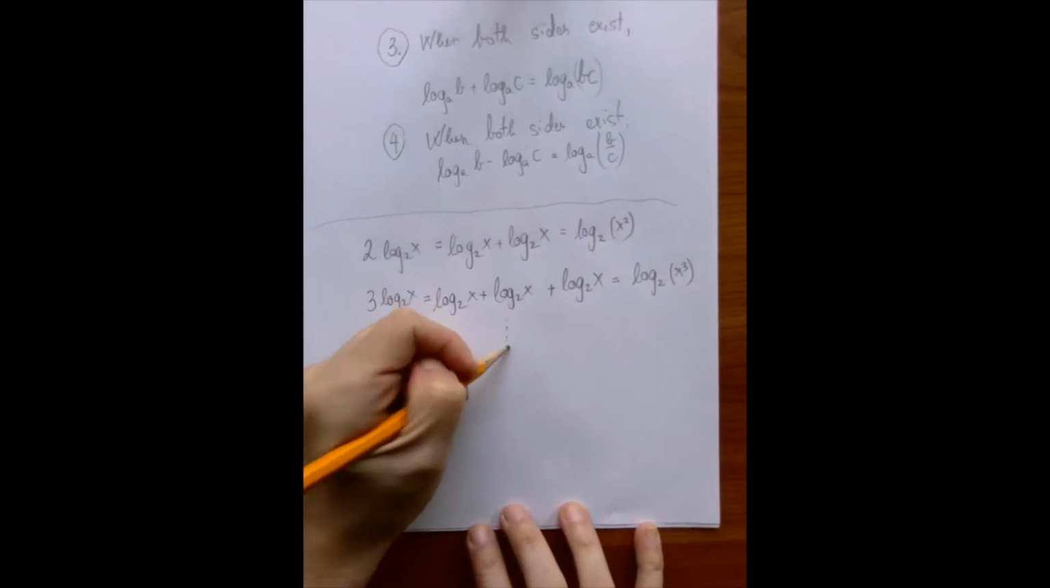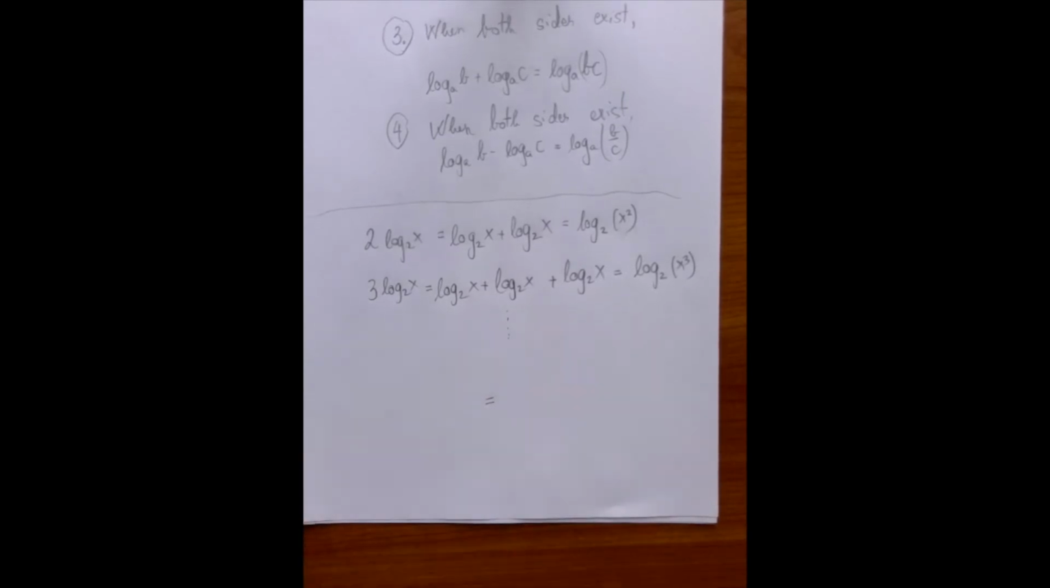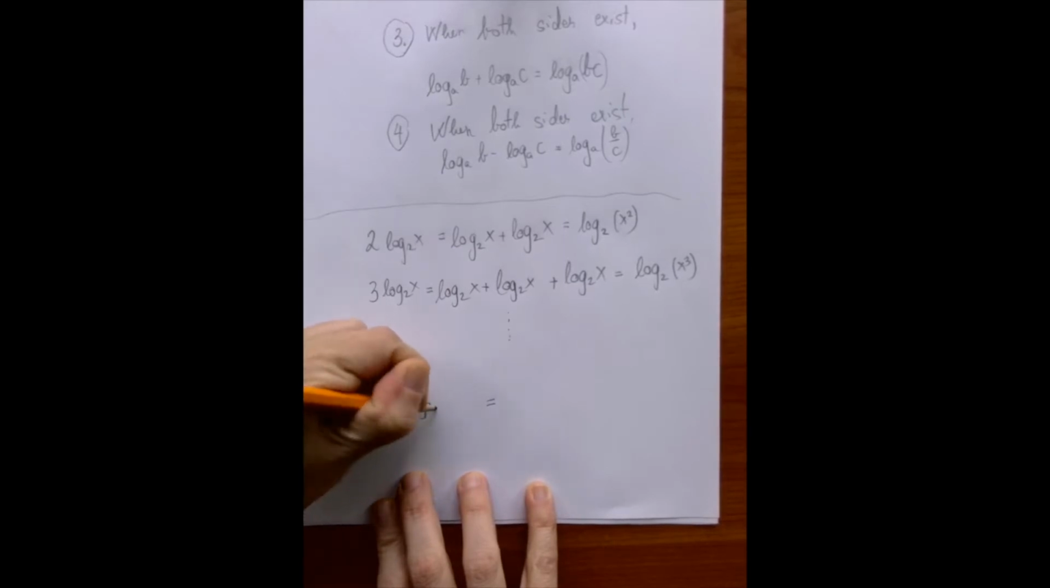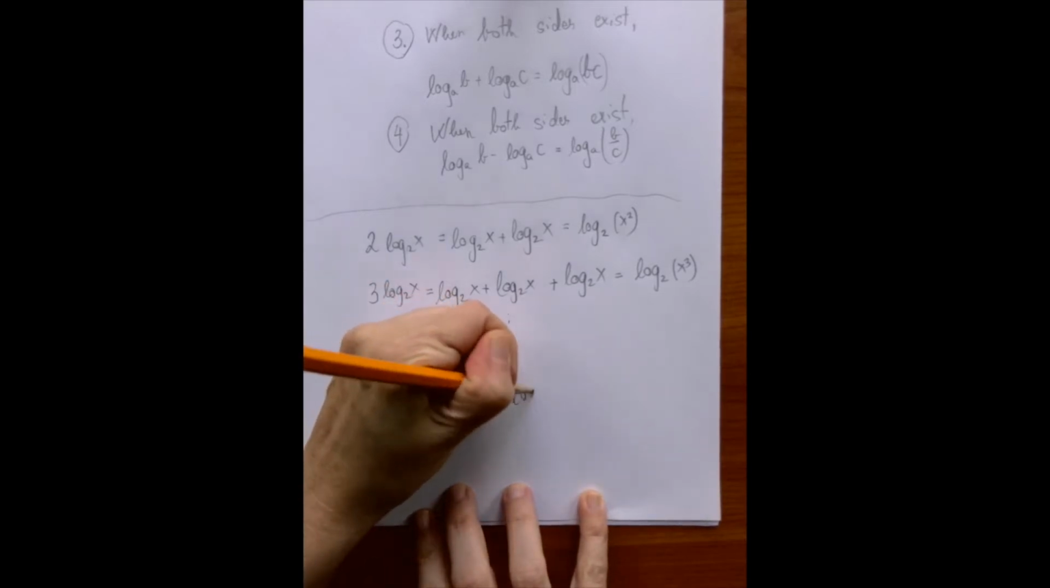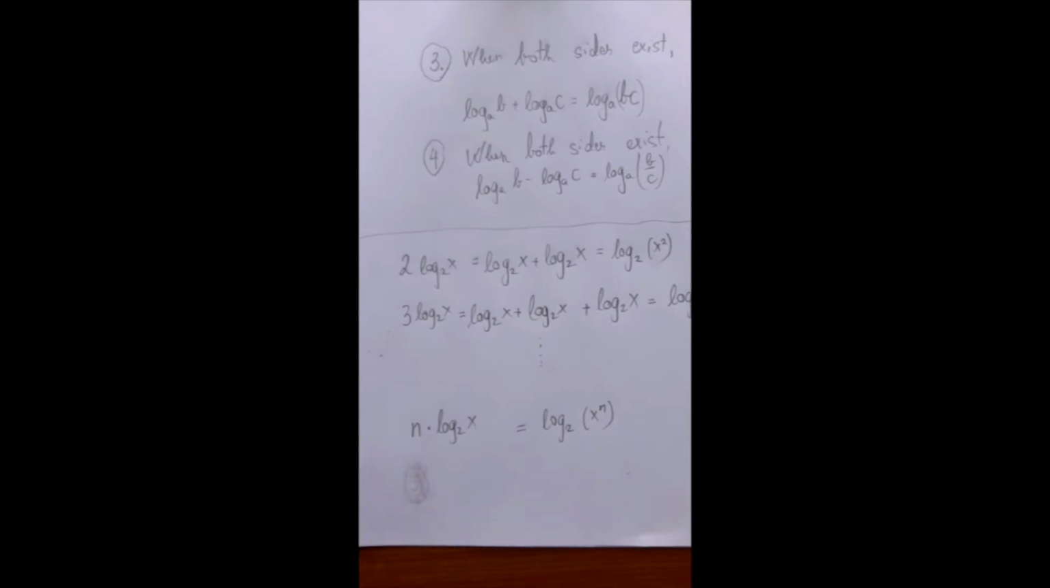So this can continue, and we would have n times log 2 of x added to itself. We would have log 2 of x added to itself n times. And therefore, this side would be n times log 2 of x. But also, if we apply this new rule repeatedly, then we're going to get log 2 of x to the nth power on the other side. So our new rule is that log 2 of x to the n equals n times log 2 of x.